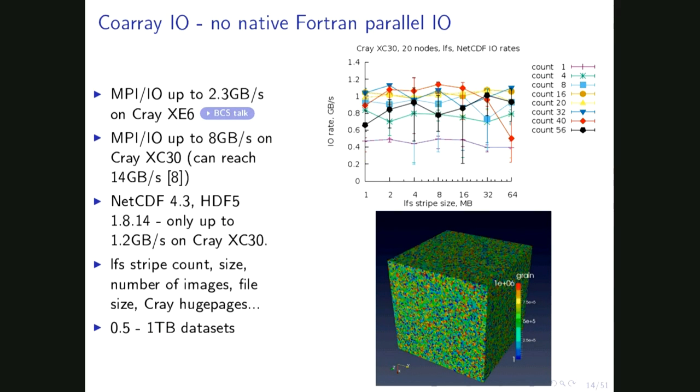In our work, we have successfully used MPI/IO directly and NetCDF and HDF5 parallel writers. However, at this stage, the NetCDF and HDF5 rates lag behind raw MPI/IO, which can reach up to, I got a figure here, 14 gigabytes per second. And we can get only about 10% of that with NetCDF. Not clear why, and Cray engineers have been informed, and I think they are still investigating the issue. So this is one area that needs further investigation, as the model data sets can be quite large. What you see here is a 1 terabyte data set, a complete microstructure, about 1 terabyte.